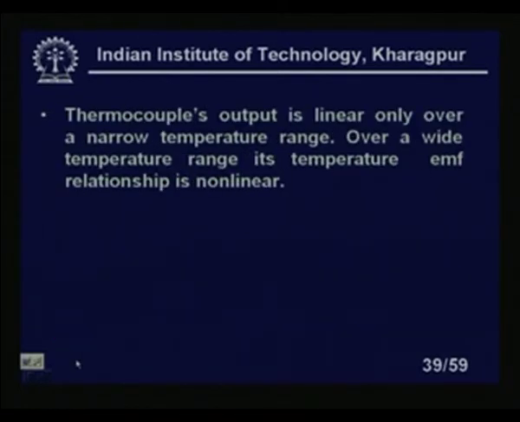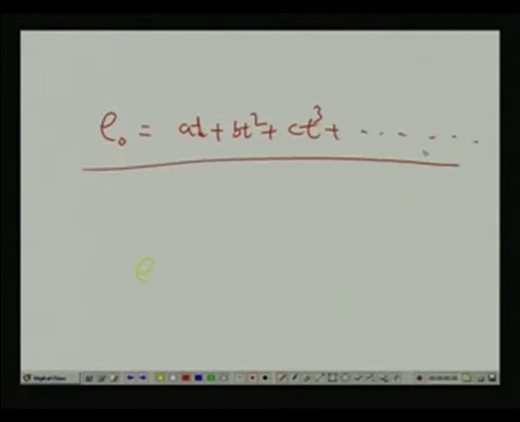Thermocouple output is linear only over a narrow temperature range, that is, a thermocouple is a non-linear device. Over a short range only I will get linear characteristics, but however it is non-linear. If you take a wide range, you can express it by polynomial equations, as I told you earlier also. The output voltage E0 equals AT plus BT squared plus CT cubed, where T is the temperature difference between the two junctions. Sometimes it can be a 7th degree polynomial, sometimes it can be represented by an 8th degree polynomial. So it is a highly non-linear device. Only in the case of platinum-rhodium platinum thermocouple you will find that it can be represented by a 2nd to 3rd degree polynomial.